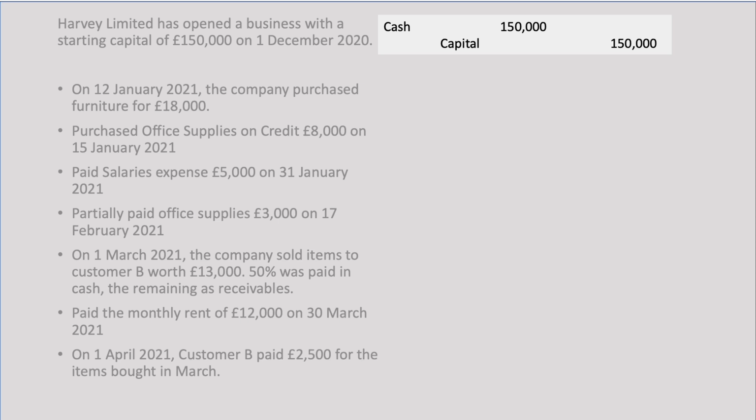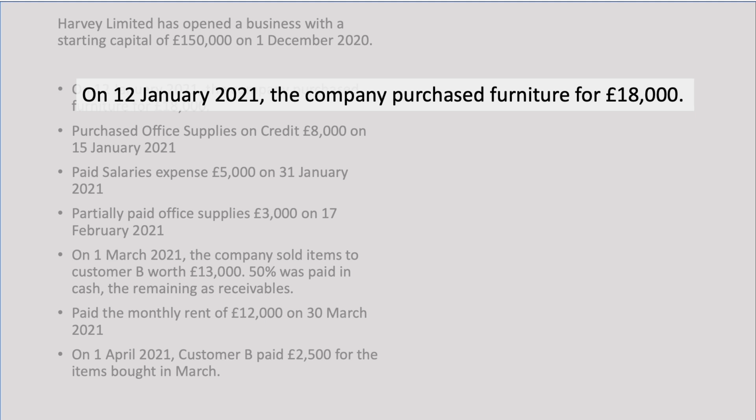On 12 January 2021, the company purchased furniture for £18,000. Furniture is an asset, so there is an increase in an asset, then cash was decreased having paid for the purchase, which is also an asset. So we debit furniture and credit cash, both for £18,000.